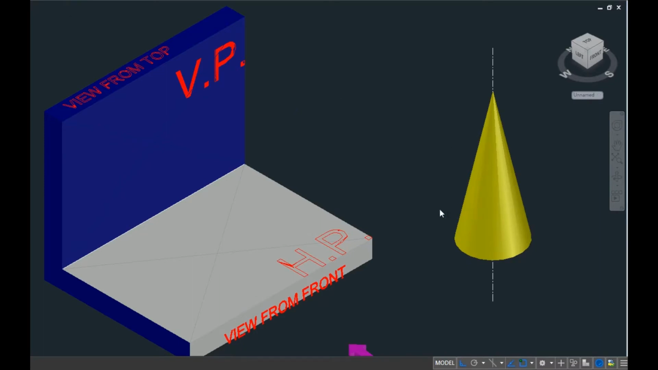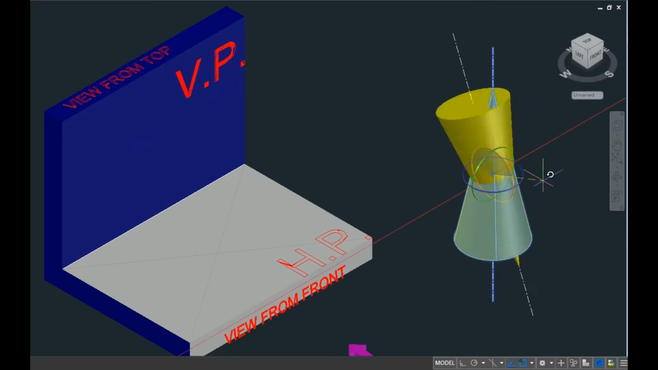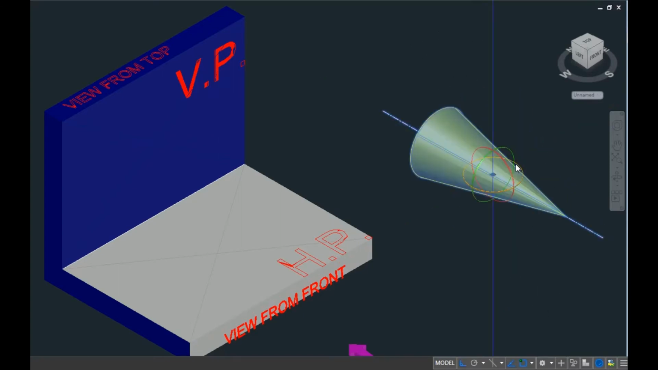So here we need to place the cone in the first quadrant in such a way that it should be parallel to vertical as well as horizontal plane. So first I will rotate it to make it horizontal or parallel with respect to the horizontal plane, as you can see now here. Now I have made this cone parallel to HP, but it is still perpendicular to VP. So I will make it parallel to VP also.